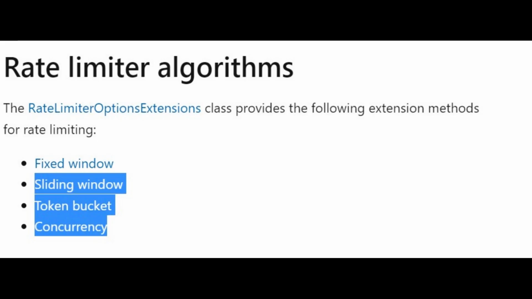We have 4 options for rate limiting. First one is fixed window, then sliding window, token bucket, and concurrency. We are using fixed window in this tutorial. If you need to learn it in detail, then check the full article by Microsoft. I will put all the links in the description.